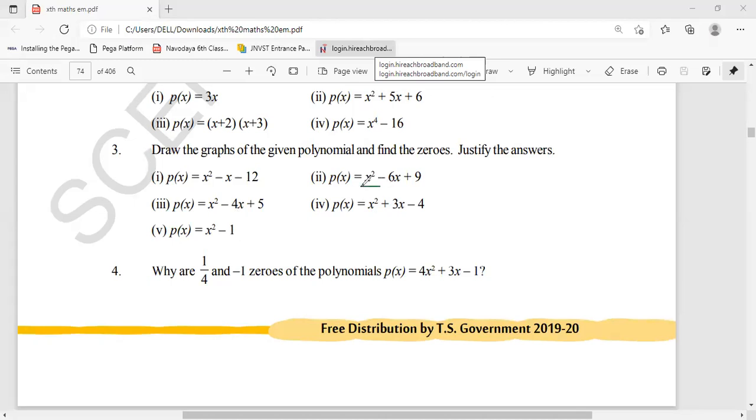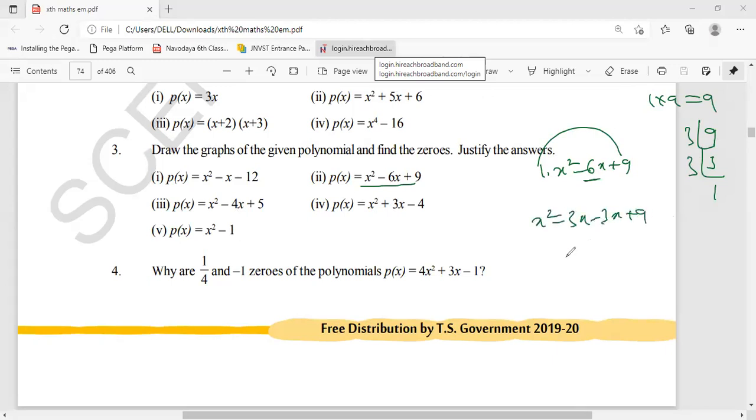So here x squared minus 6x plus 9. The coefficient is 1, 1 into 9, 9. That means 3 threes are 9, and 3 plus 3 gives 6, so you have to get minus 6. Just take x squared minus 3x minus 3x plus 9. If you take x common, x minus 3. If you take minus 3 common, x minus 3. That means x minus 3 into x minus 3, that means (x minus 3) whole squared, that is x is equal to 3, 3.